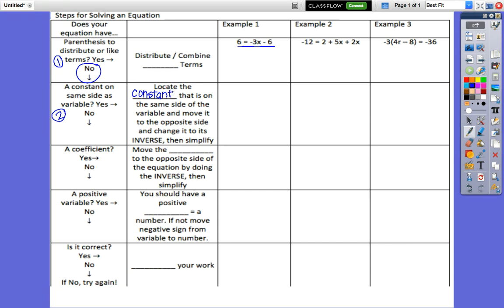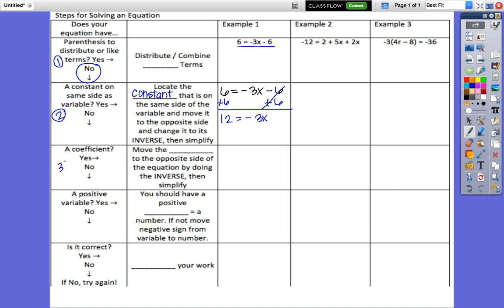that is on the same side of the variable and move it to the opposite side and change it to its inverse, then simplify. So we originally had 6 equals negative 3x minus 6. This minus 6 is our constant, so we're going to do the inverse to that. So we're going to add that to both sides of the equal sign, because what we do to one side, we have to do the other. Because of additive inverse, that's going to be eliminated. 6 plus 6 is 12 equals negative 3x.